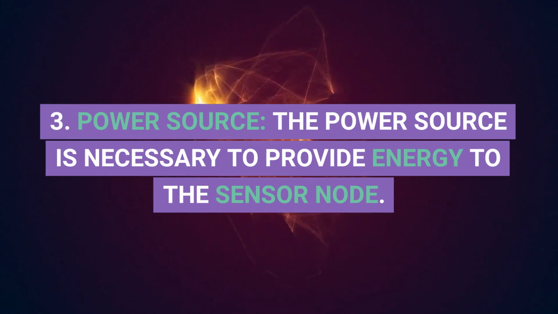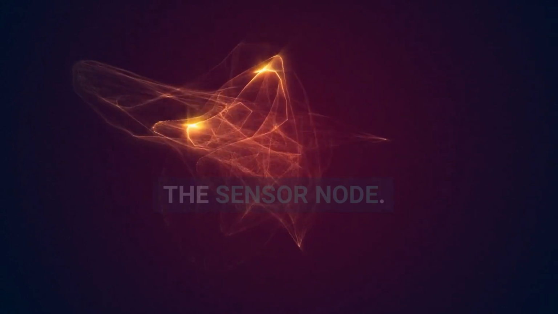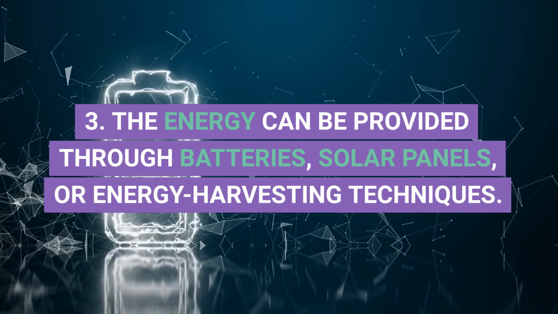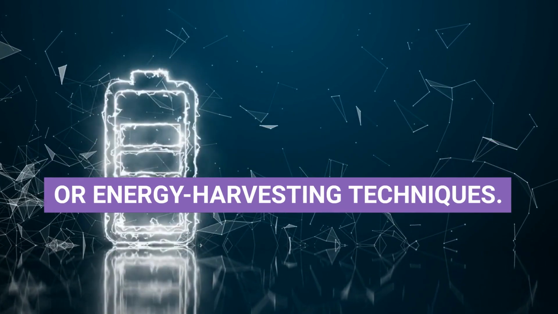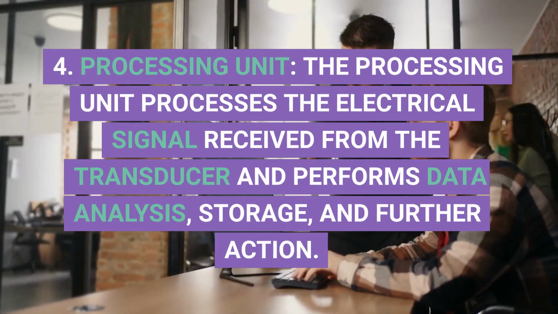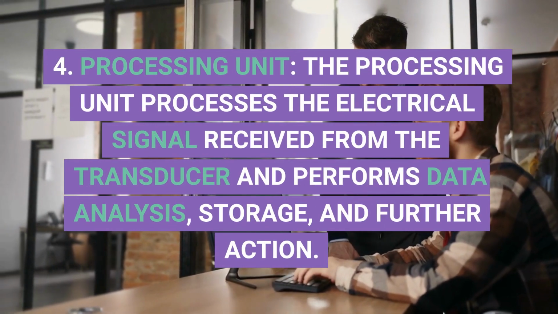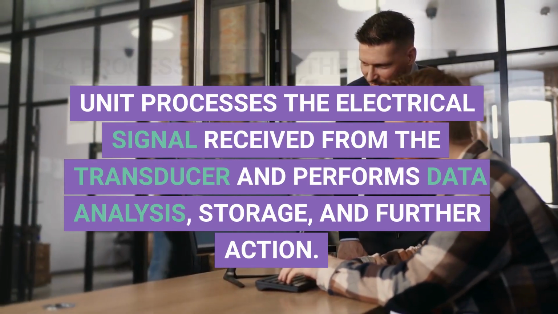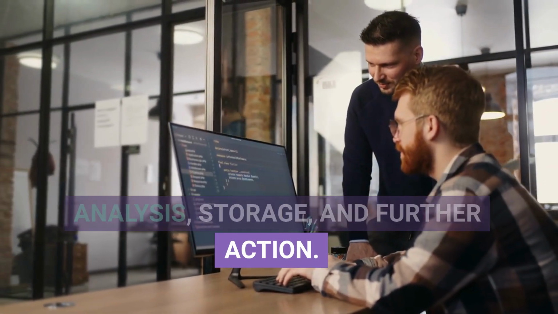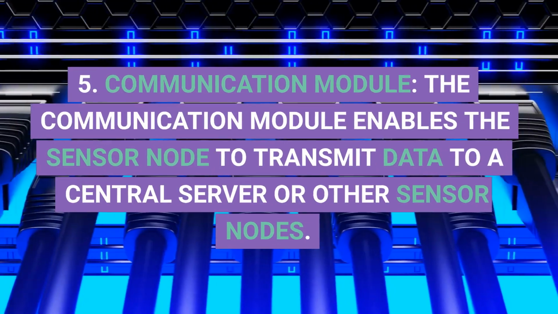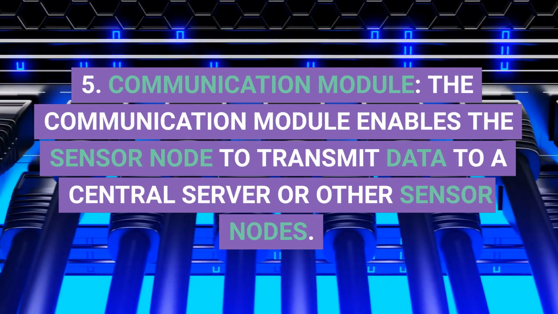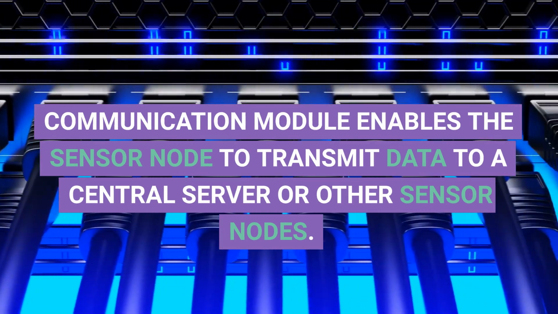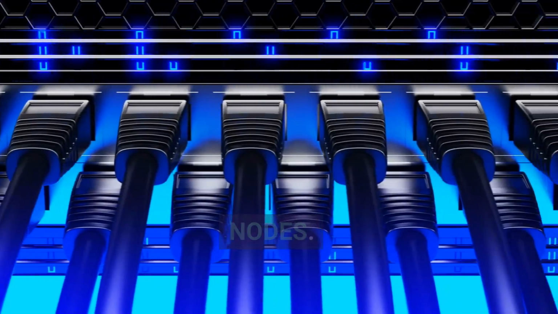3. Power source. The power source is necessary to provide energy to the sensor node. The energy can be provided through batteries, solar panels, or energy harvesting techniques. 4. Processing unit. The processing unit processes the electrical signal received from the transducer and performs data analysis, storage, and further action. 5. Communication module. The communication module enables the sensor node to transmit data to a central server or other sensor nodes.